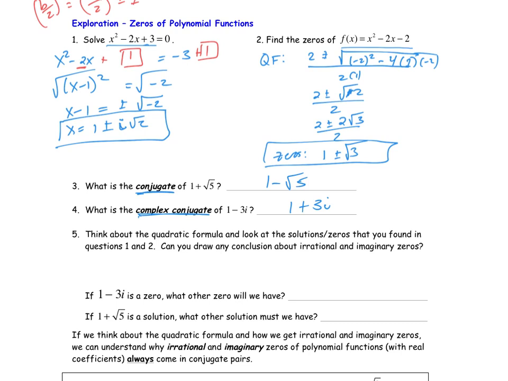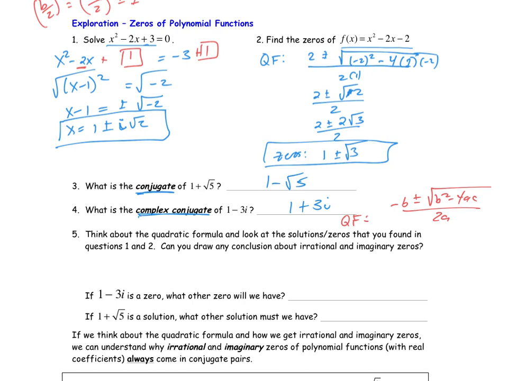Number 5 says, think about the quadratic formula. So we can look at the answers that we got from the quadratic formula and the solutions that we found in numbers 1 and 2 above. Can we draw any conclusion about irrational and imaginary zeros? The quadratic formula, I'm going to write that down: negative b plus or minus the square root of b squared minus 4ac all over 2a. So what conclusion can we draw?